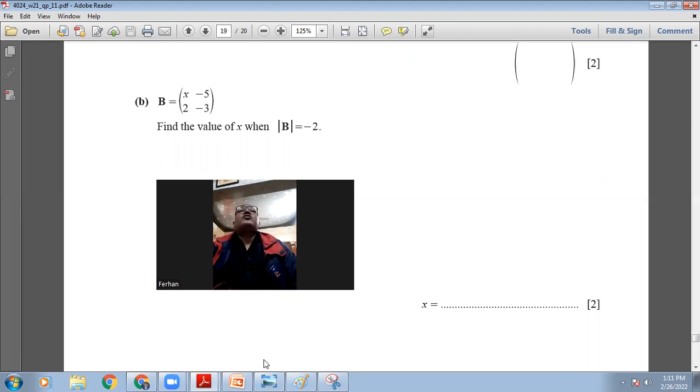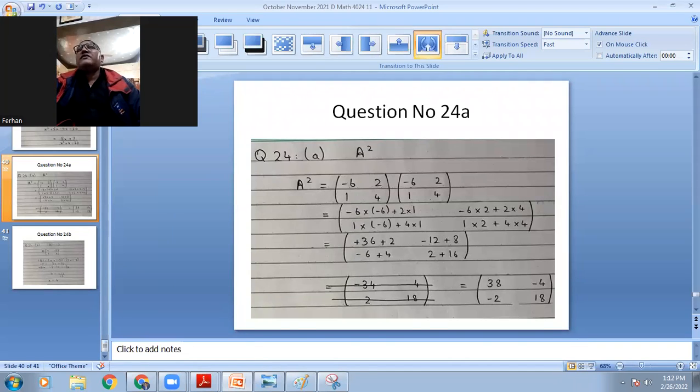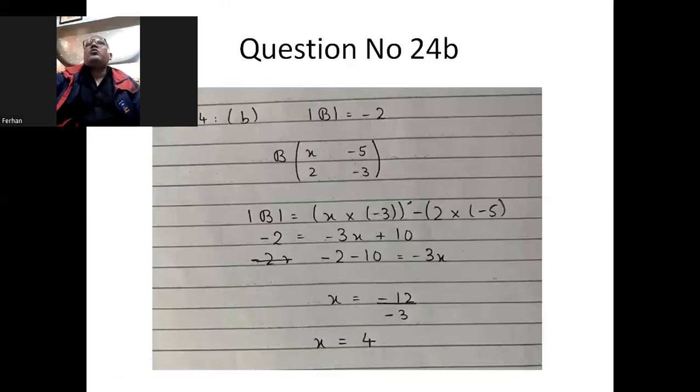So let me show you how this is done. Okay, so here we go. The determinant of B is already given to us. It is equal to minus 2. So we know that B is equal to x, minus 5, 2, minus 3. So for the determinant, you multiply these two numbers along this diagonal, x multiplied with minus 3, and then we have a negative in the formula. Then multiply these two numbers along this diagonal with each other.